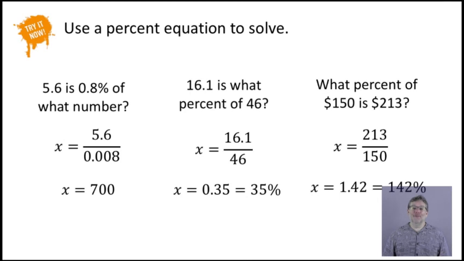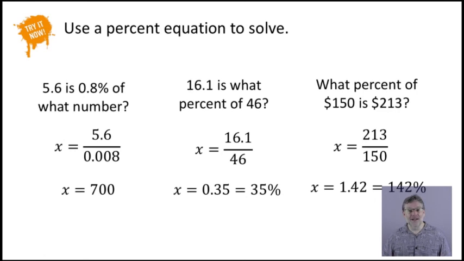Welcome back. Well, hopefully these three problems were equally helpful to the previous triplet of problems that I gave you. 5.6 is 0.8% of what number? In this case, we know the rate and we know the amount. We're trying to figure out what the base is, so we take the amount and divide it by the rate. That 0.008 is 0.8% expressed as a non-percent, so we have an answer there of 700.